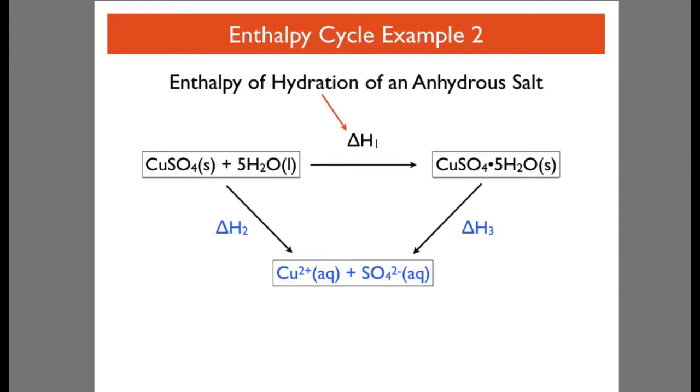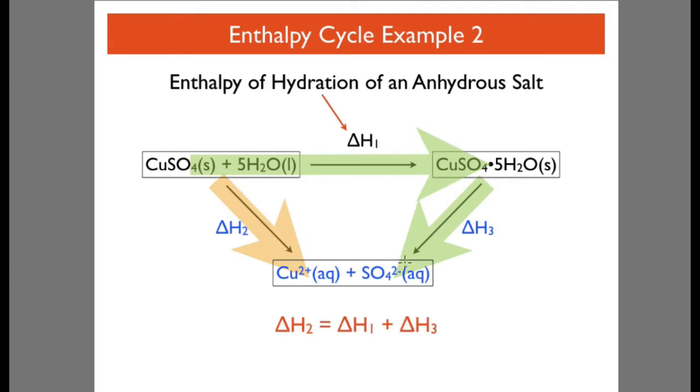Indirect route, we can dissolve the copper sulfate, and the enthalpy of solution, which would be known for copper sulfate, gives us the copper ion and sulfate ion. This indirect route here to the copper ion and sulfate ion will have the same enthalpy change as delta H2. So if we add delta H1 to delta H3, we've gone from here to here. The direct route, this one; indirect route, this one.